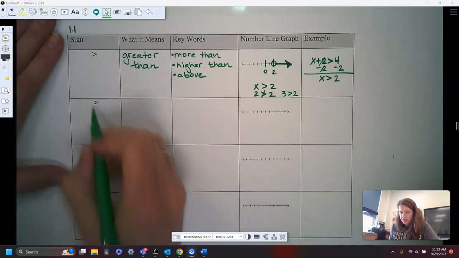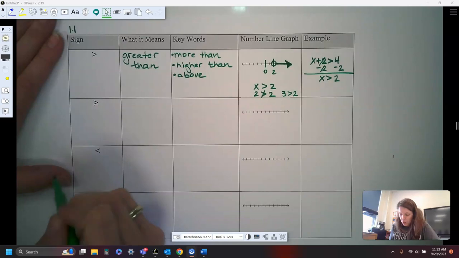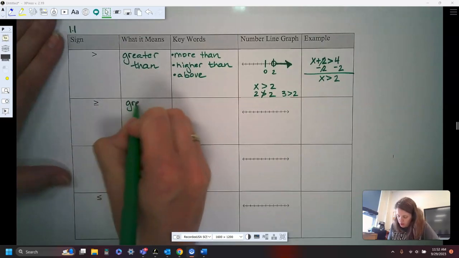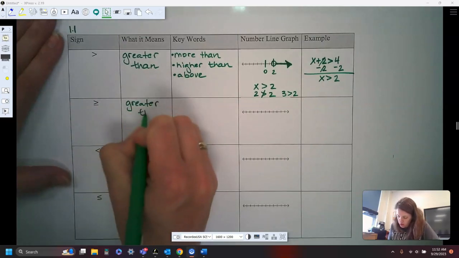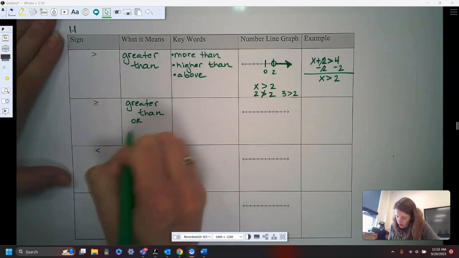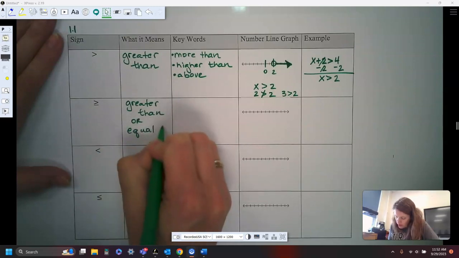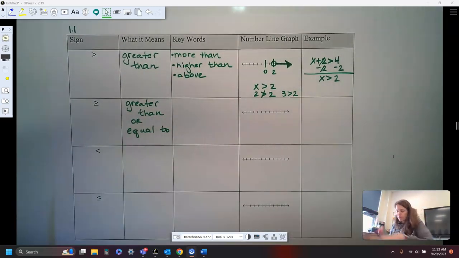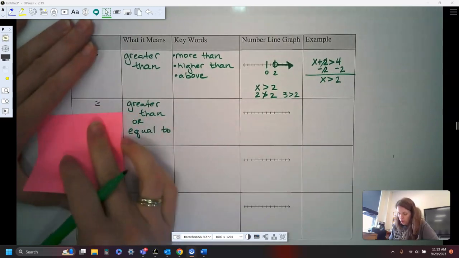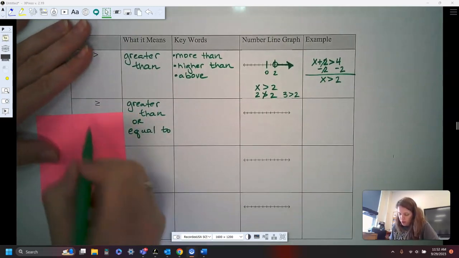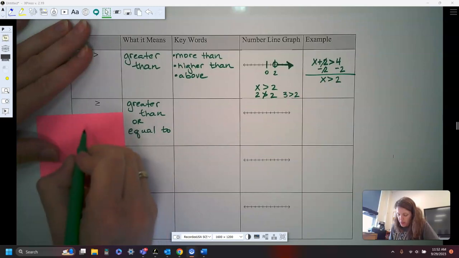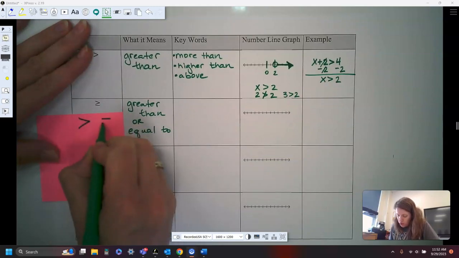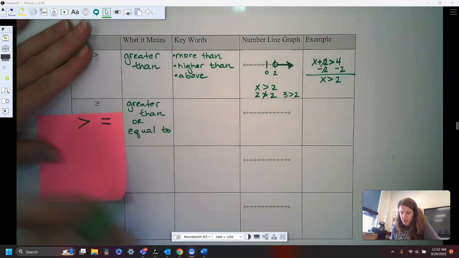So let's talk about the next symbol, greater than or equal to. I know students often like to say greater than and equal to. It is not both. It is greater than or equal to. And if you're thinking about this symbol over here, I'm going to put a little post-it note here because I want to draw this, but I don't really want to think about it. If you want to draw it on your paper, that's fine. There's two symbols here. There's the greater than symbol and there's the equal to symbol. And they've put them together into one symbol.